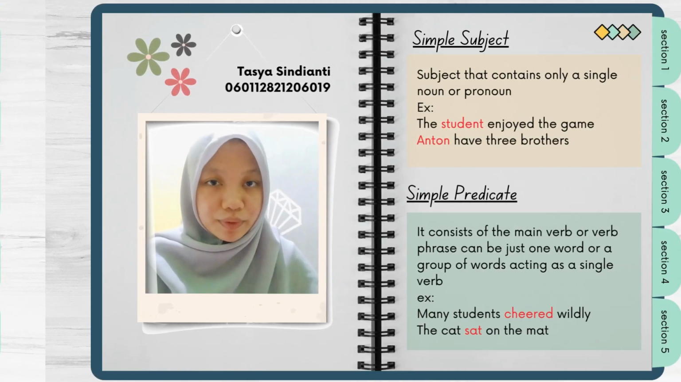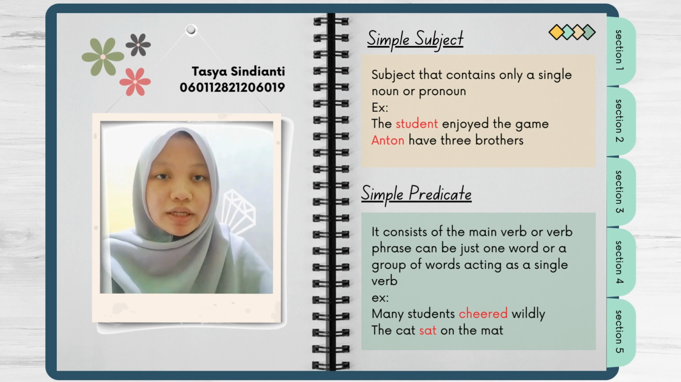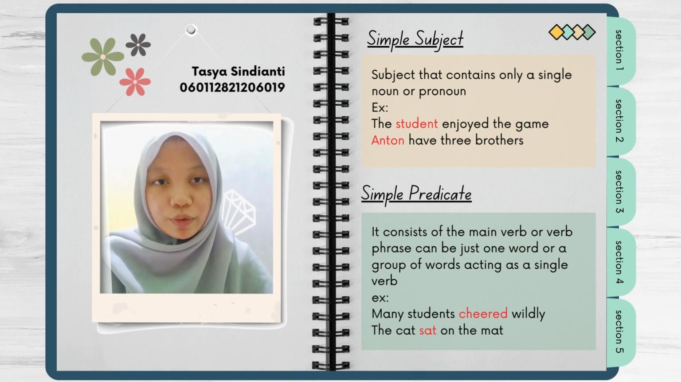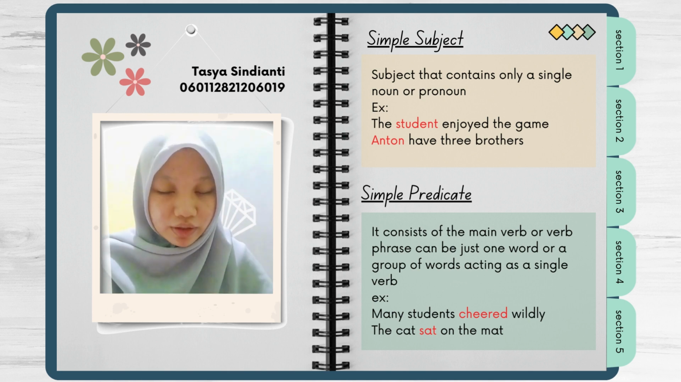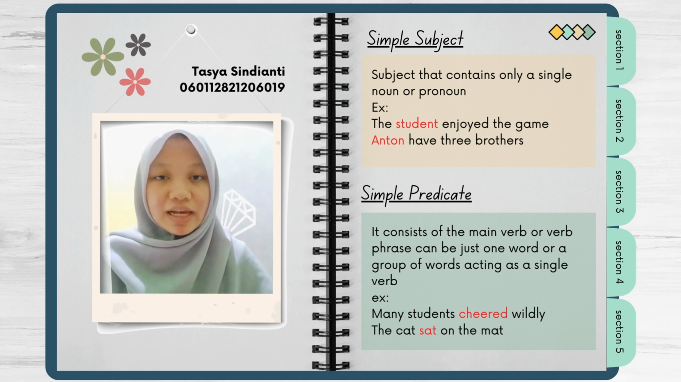Next one is the simple predicate, also known as the verb phrase, which is the main action or state of being expressed by the subject. It consists of the main verb or verb phrase that indicates what the subject is doing or what is being said about it. So the simple predicate can be just one word or a group of words acting as a single verb.